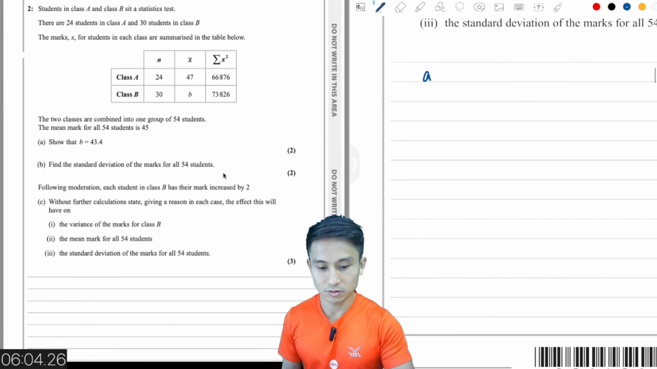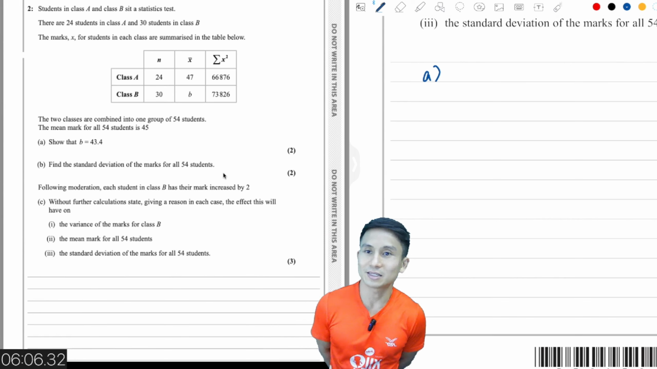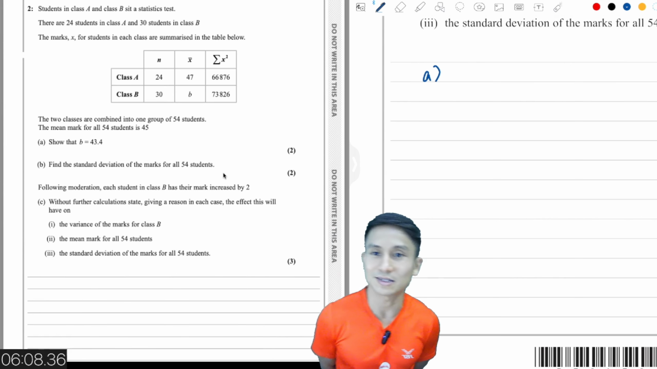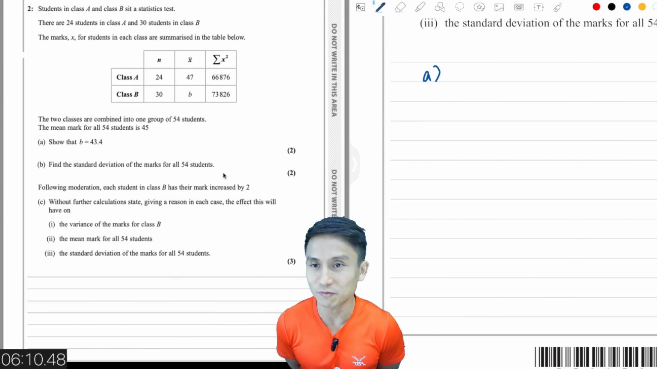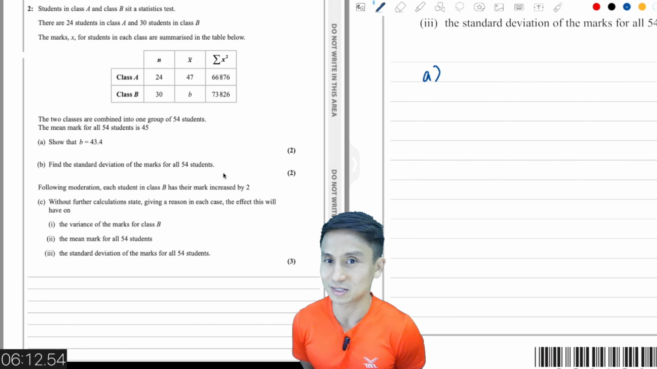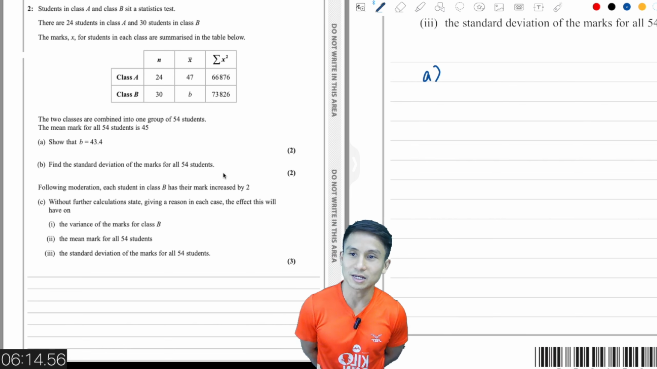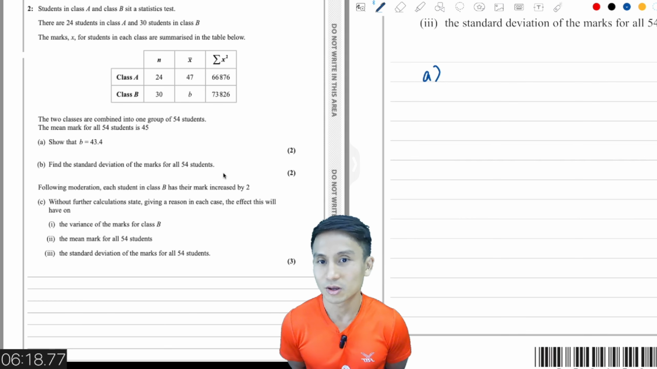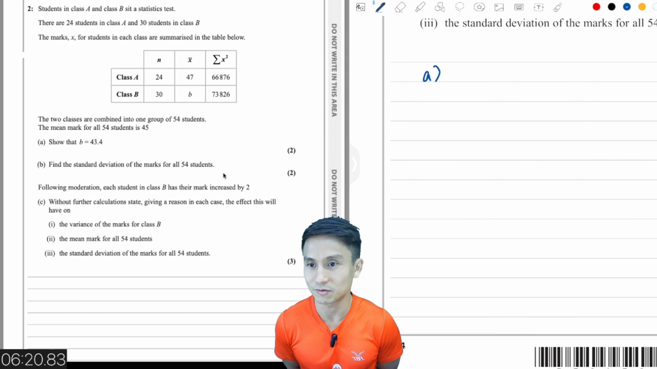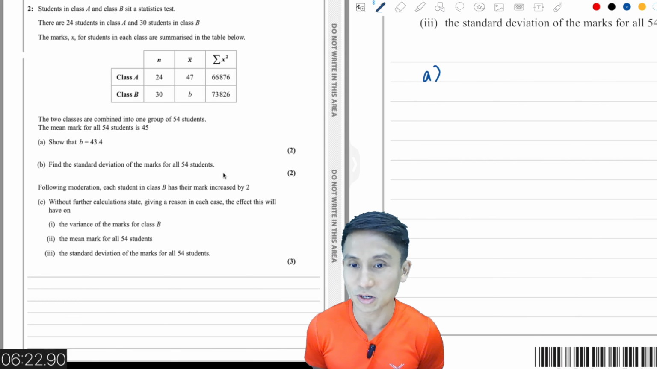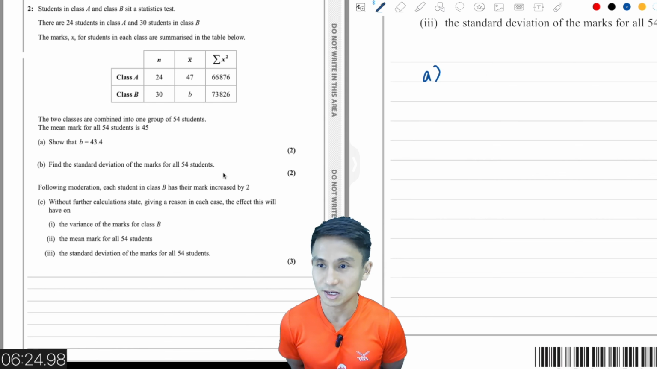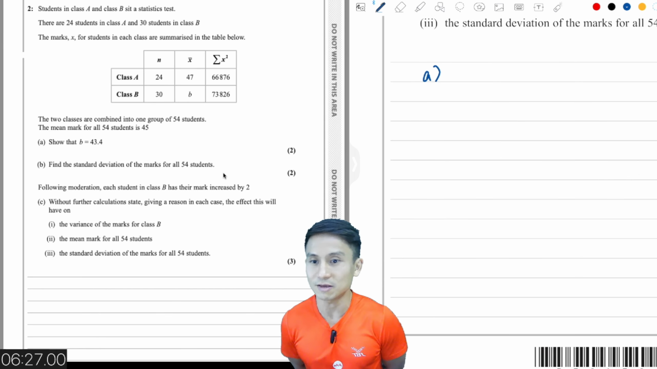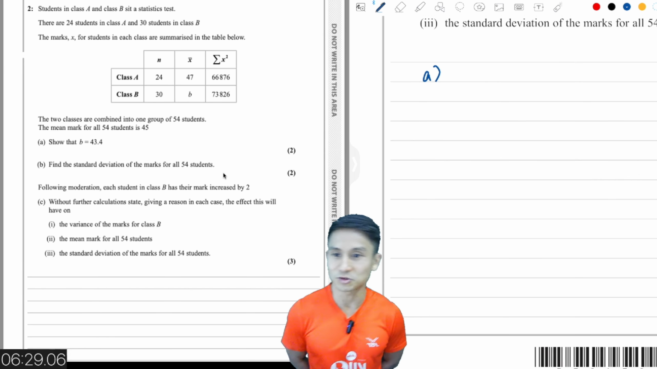Number 2. Students in class A and class B sit a statistics test. There are 24 students in class A and 30 students in class B. The marks X for students in each class are summarized in the table below. Okay, so we have the marks and everything. The 2 classes are combined into one group of 54 students. The mean mark of all 54 students is 45. Show that B equals that.